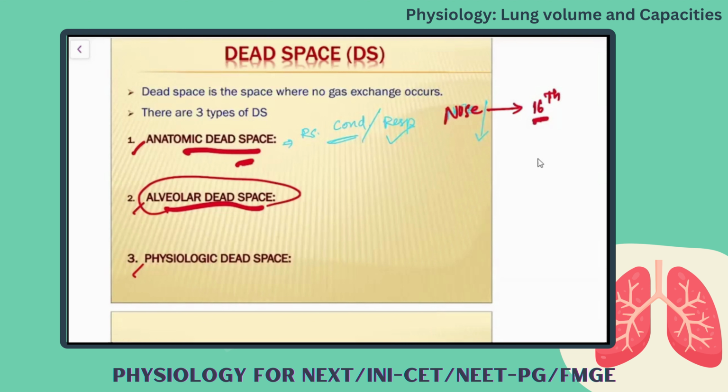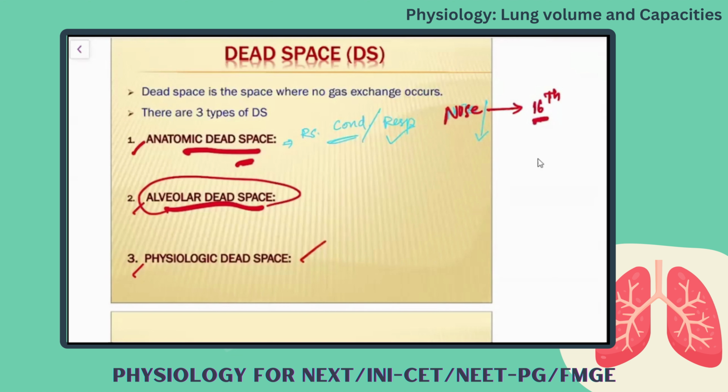But if those alveoli are lacking the blood supply, exchange is supposed to take place between the alveoli and the blood vessels, right? But if there is no blood vessel to a particular alveolus, it cannot participate in gas exchange, right? So they are called alveolar dead space.